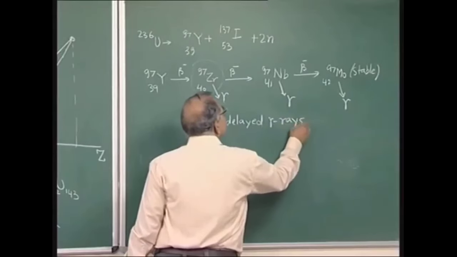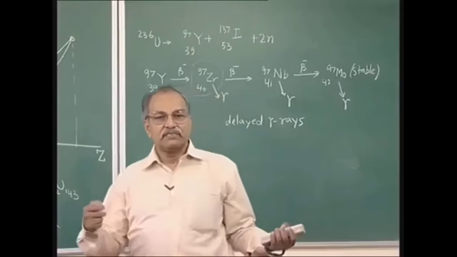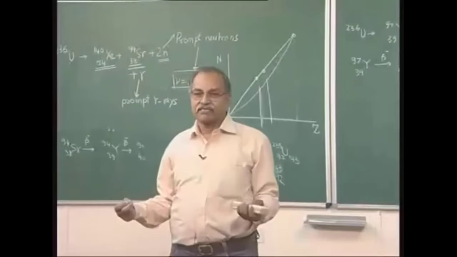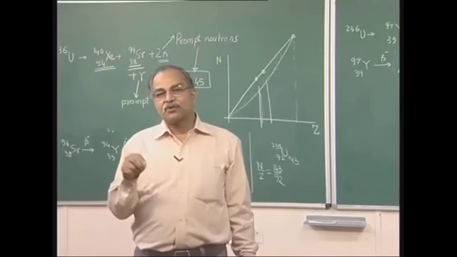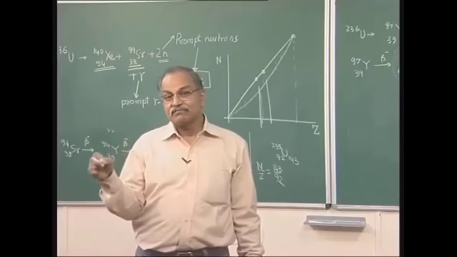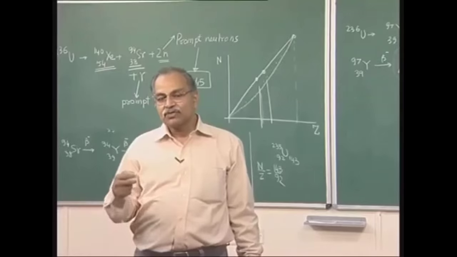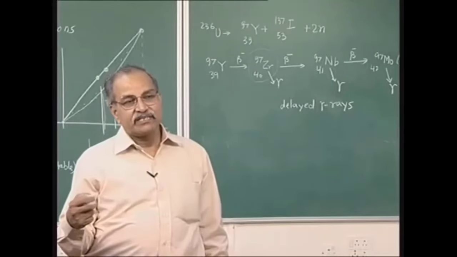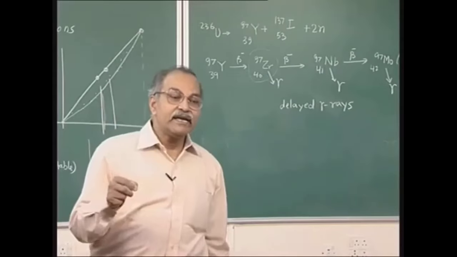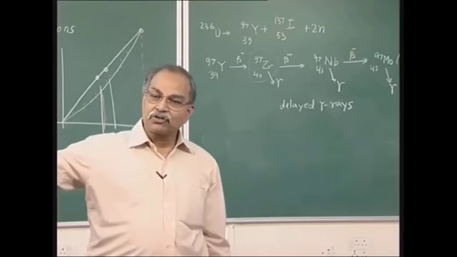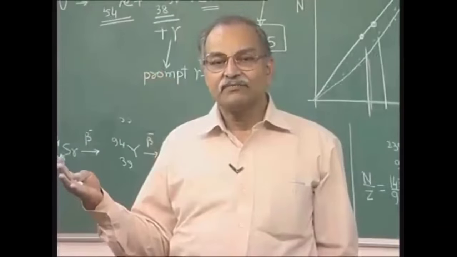You have prompt gamma rays, you have delayed gamma rays. Prompt gamma rays are gamma rays which have come just after the fission, from the fission fragments, and the delayed gamma rays are coming from the products of the beta decays. These fragments beta decay to convert their neutron into proton, and those daughter nuclei which are created through these beta decays emit gamma rays, known as delayed gamma rays. So, you have prompt neutrons and delayed neutrons. Similarly, you have prompt gamma rays and delayed gamma rays.